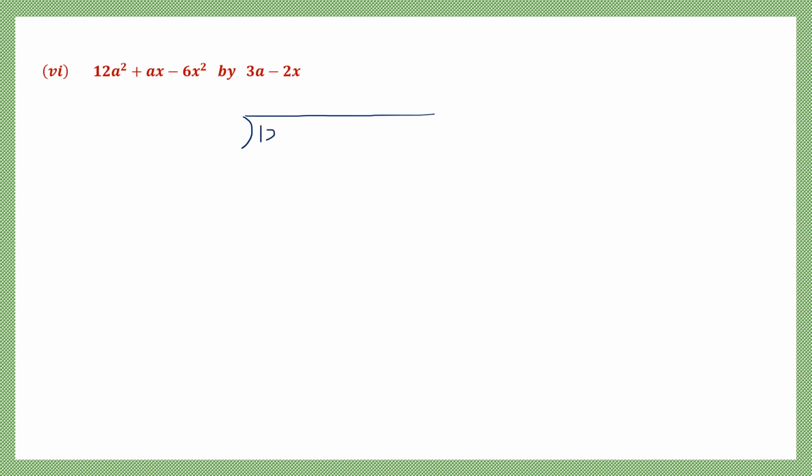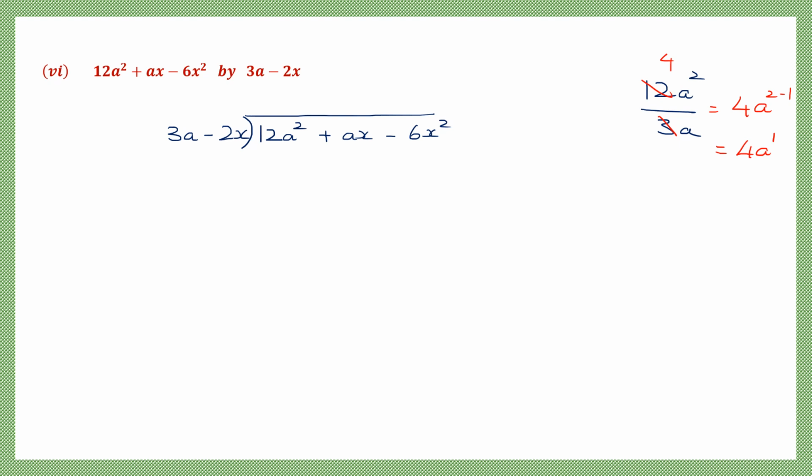The dividend is 12a² + ax − 6x², and the divisor is 3a − 2x. So take the first term of the dividend and the first term of the divisor, and divide the two. So 12a² divided by 3a. I can cancel: 3 fours are 12. So the result is 4a to the power of 2 − 1, that is 4a to the power of 1. So I have 4a here.